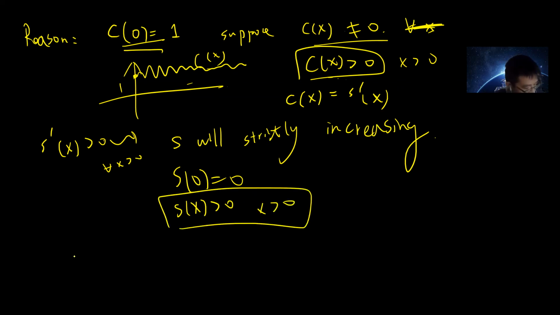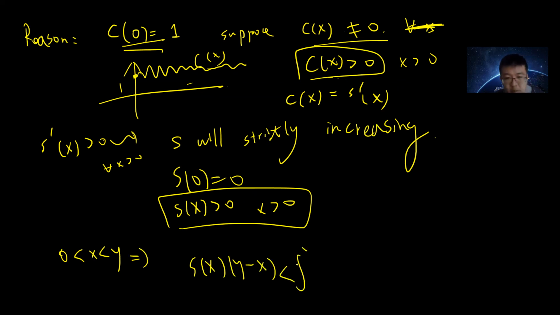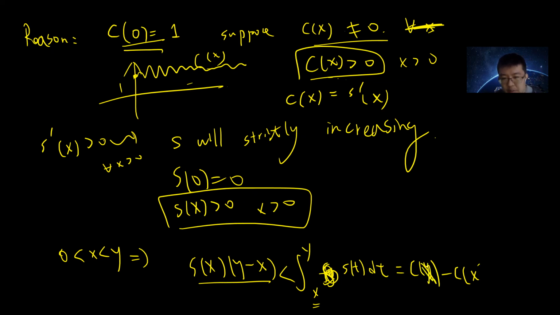Okay, so now let's consider 0 less than x less than y. Then s of x is less than s of t for t between x and y, because s is strictly increasing. So if I integrate from x to y, it will be greater than s of x times (y minus x), and the integral of s is just c of x minus c of y, because the derivative of cosine has a negative sign. So this is c of x minus c of y.